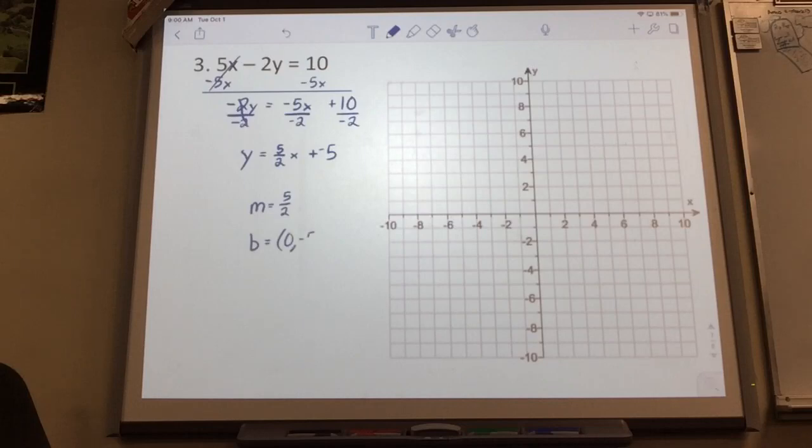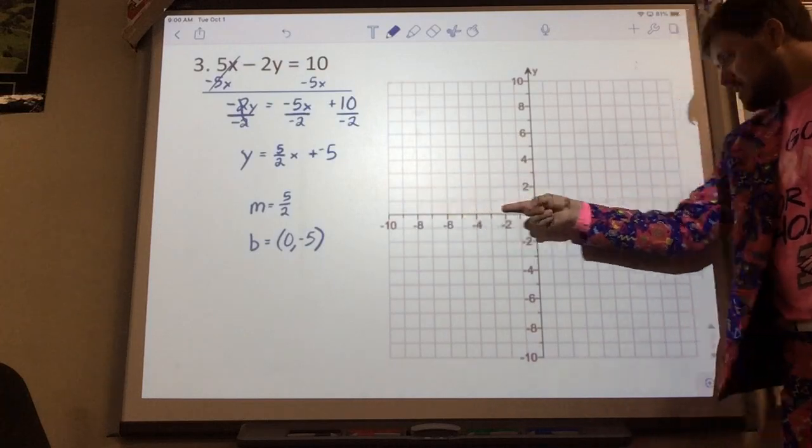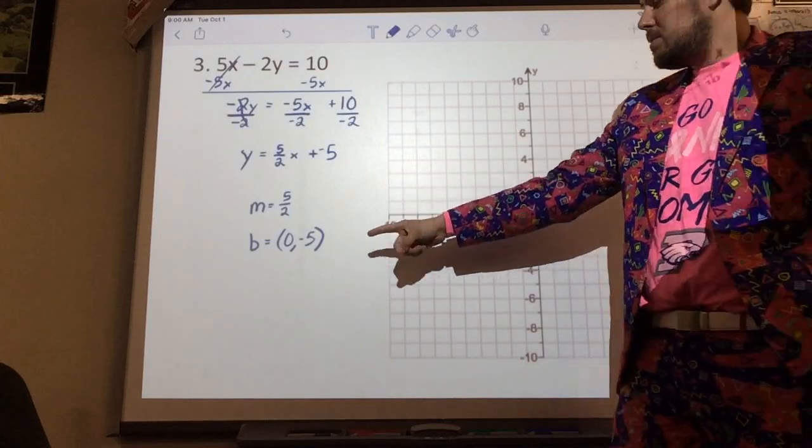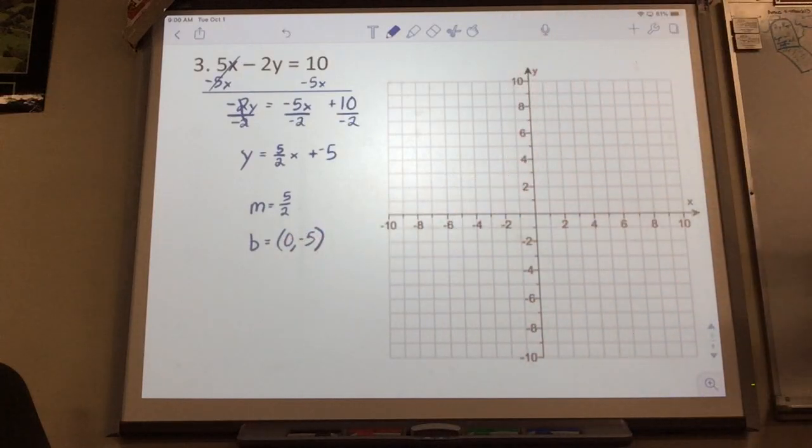And then my b is 0, negative 5. So the reason I'm so adamant about you writing it as a point like that, instead of just saying negative 5, a lot of people accidentally put that b on this axis. But if we remember that we run to 0 and then fly to negative 5, then you'll always put it on your y-axis. Okay? So we start at 0, negative 5, and then we're going to rise 5 over 2. So rise 5 from negative 5 over 2. There's my second point. Rise 5 over 2. And then we can create our line.